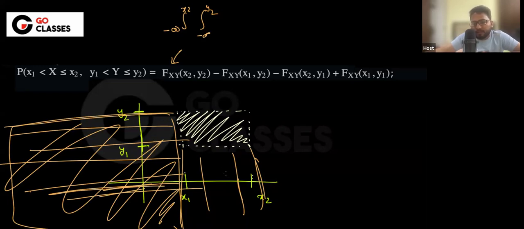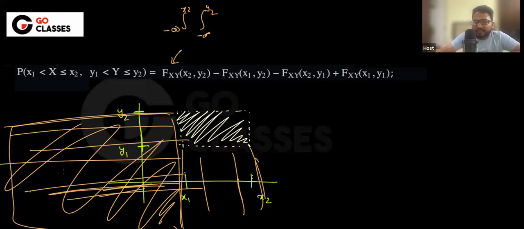Now you still need to subtract this much more, right? So what is this region? You can always take from minus infinity only, so minus infinity to x2. Basically they are saying that you also need to subtract this much region.